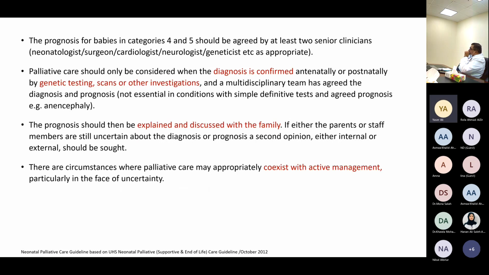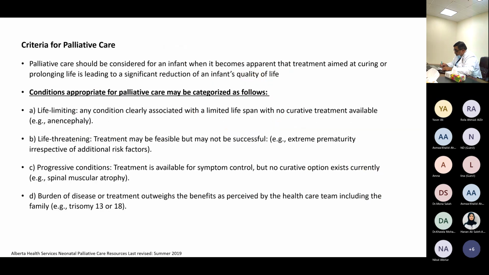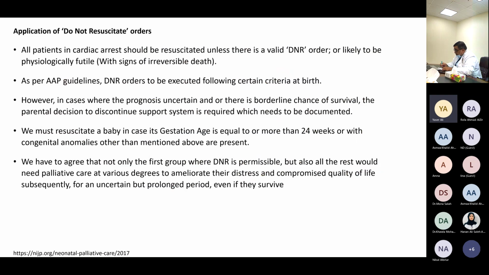Palliative care should only be considered when the diagnosis is confirmed antenatally or postnatally by genetic testing, scans, or other investigation, and the multidisciplinary team has agreed the diagnosis and prognosis. The prognosis should then be explained and discussed with the family, and in some circumstances palliative care may appropriately coexist with active management, particularly in the face of uncertainty. Another criterion for palliative care is a do not resuscitate order.